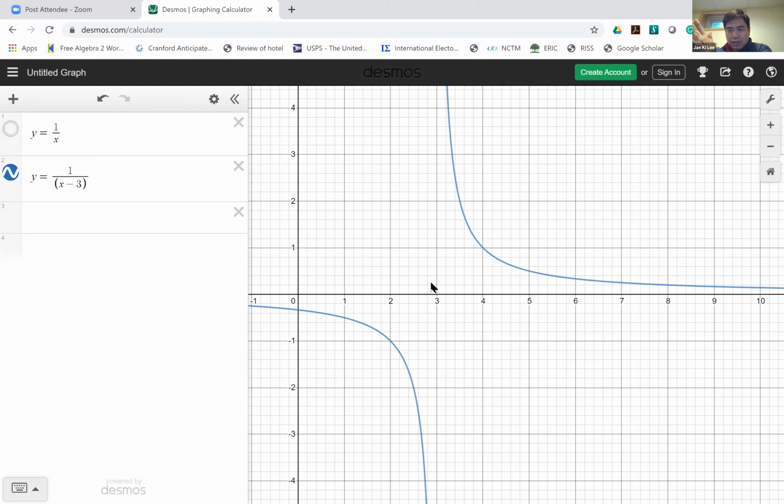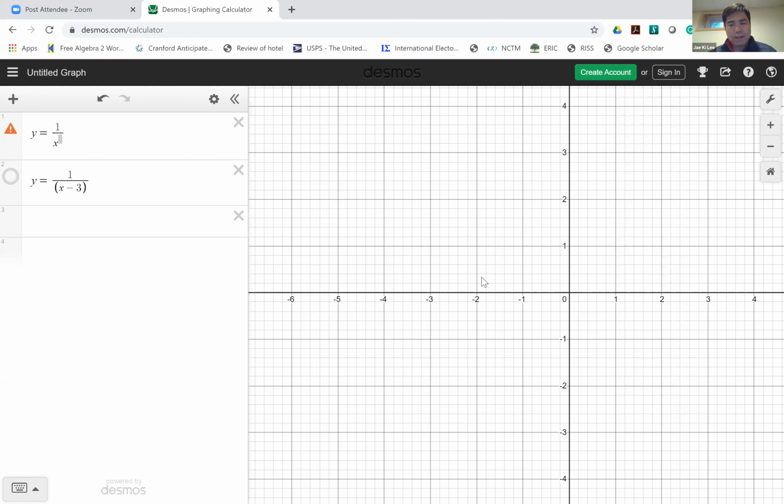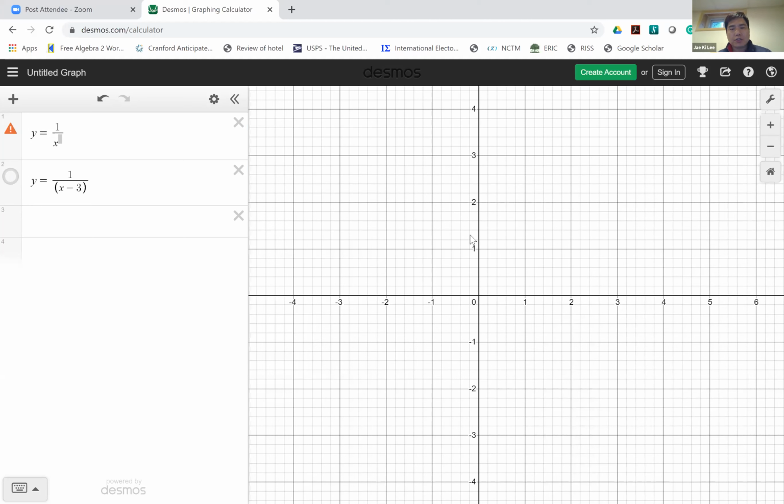Make sense? Okay. Then now, what if I make the bottom x squared? Can you guess what's going to happen then? x squared. If I put x squared, it becomes like this. Okay.